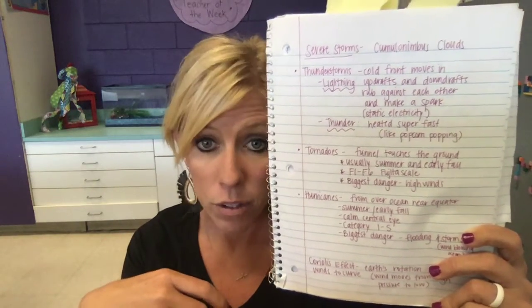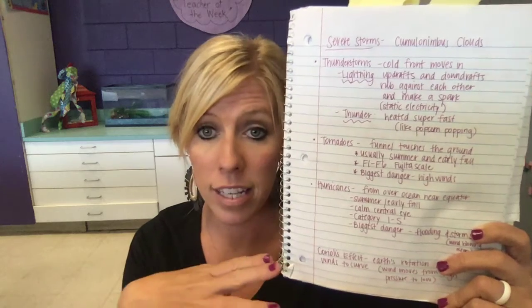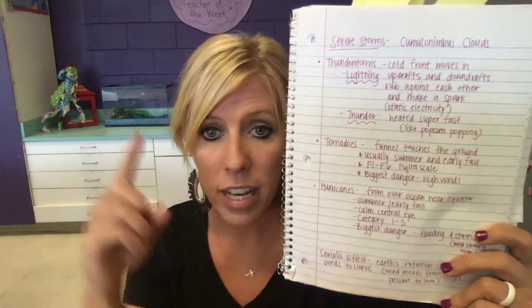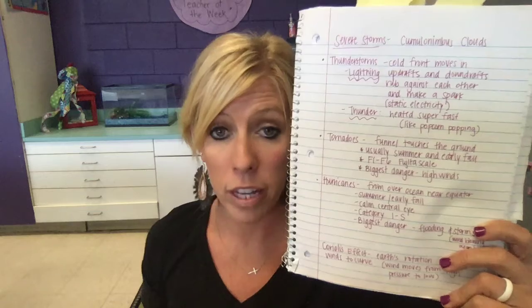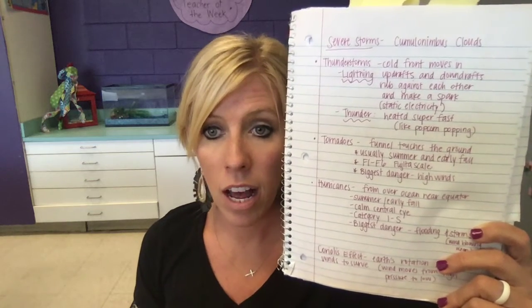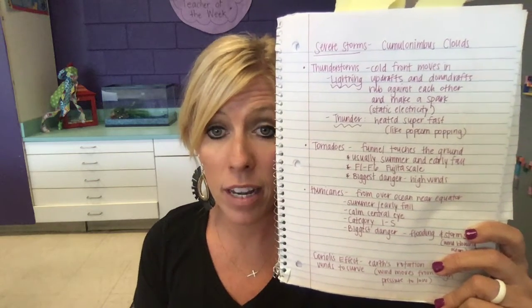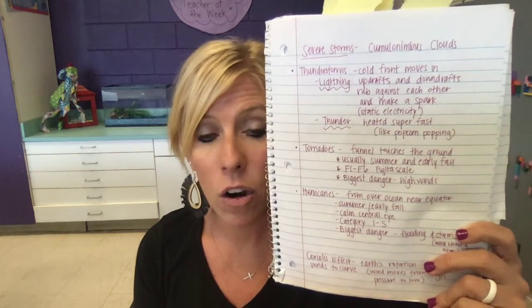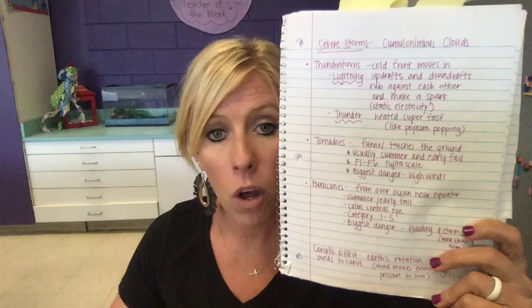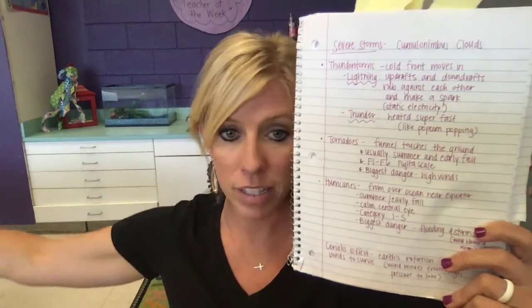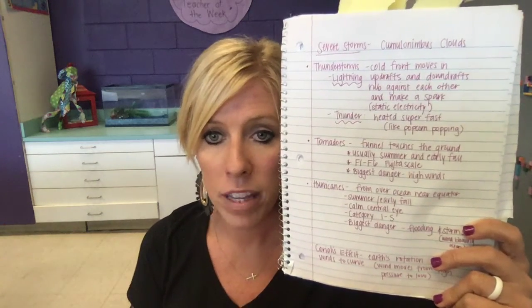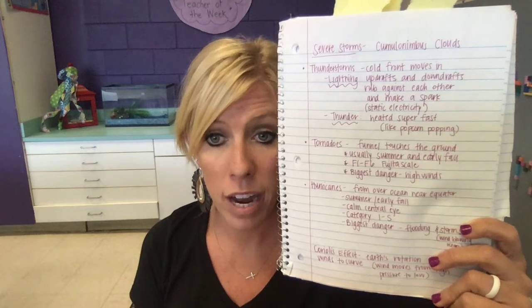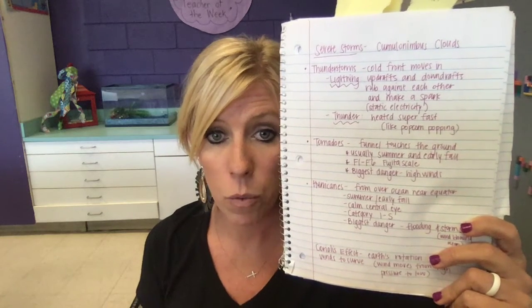Okay, tornadoes. Luckily, we don't see a lot of these here, but the tornado is the funnel-looking cloud. Usually, these happen in warm weather, summer, early fall, and they are rated on a scale F1, F2, F3, all the way to F6. The biggest danger that comes with tornadoes are the winds. The winds can cause a lot of damage.